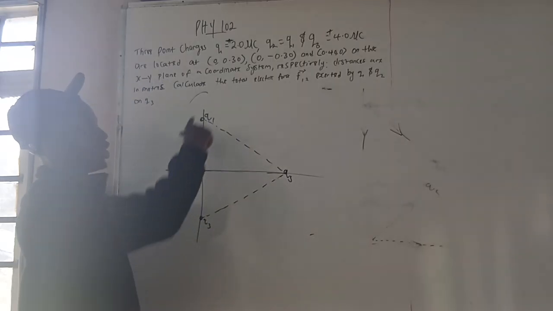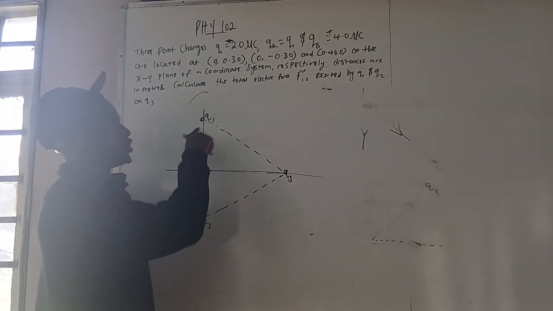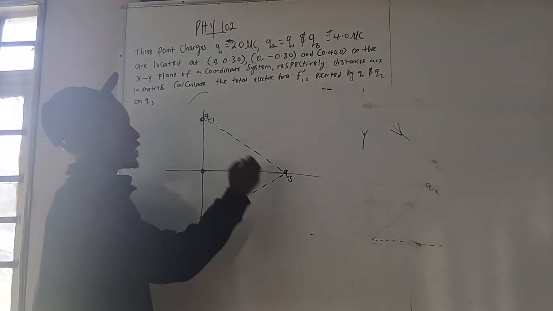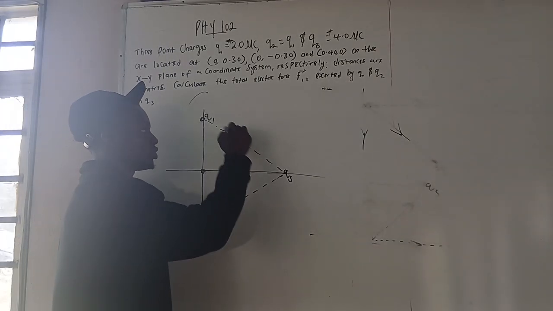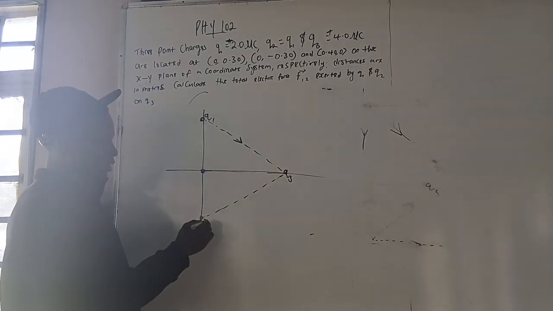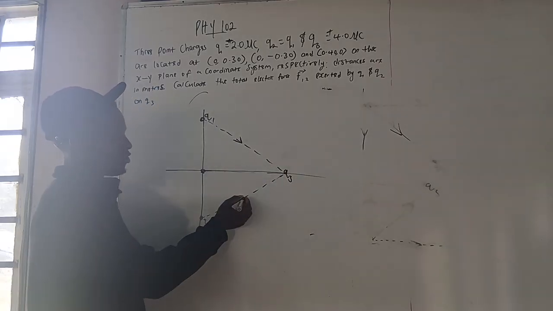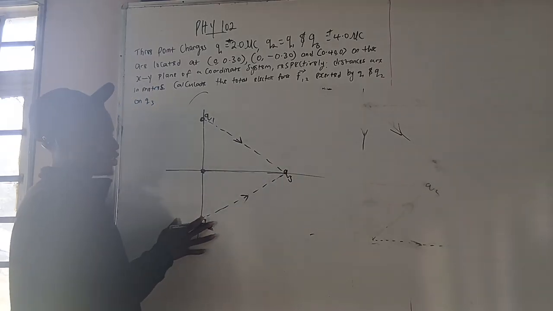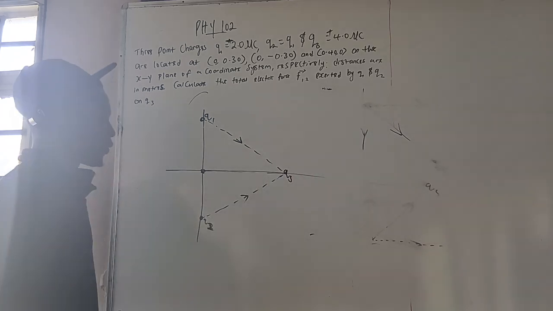So are we together? All the charges are positive. So the force exerted by Q1 on Q3 is a force of repulsion. So it's pushing Q3. The force exerted by Q2 on Q3 is also a force of repulsion, because they are like charges, also pushing Q3. Are we together?